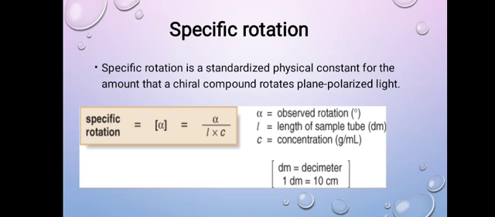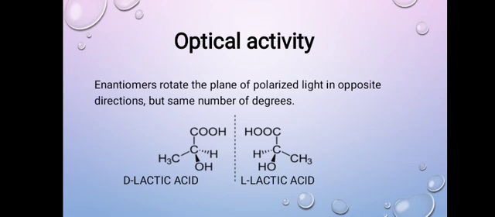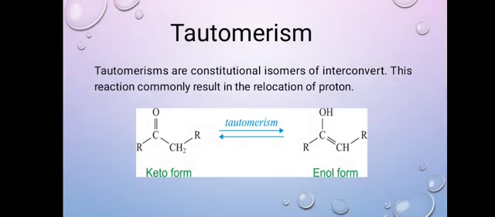Specific rotation. Specific rotation is a standardized physical constant for the amount by which a chiral compound rotates plane polarized light. Formula of specific rotation: [alpha] equals alpha divided by L times C, where alpha is the observed rotation, L is the length of the sample tube, and C is the concentration. Next, optical activity. Enantiomers rotate plane polarized light in opposite directions but by the same number of degrees. Example: D-lactic acid and L-lactic acid.